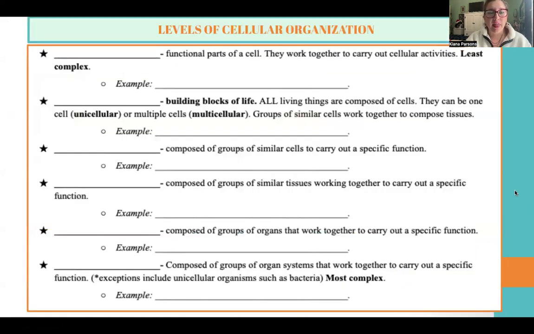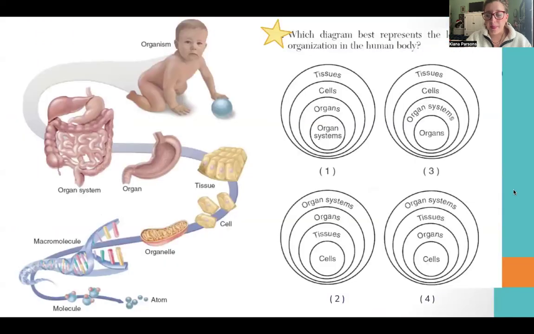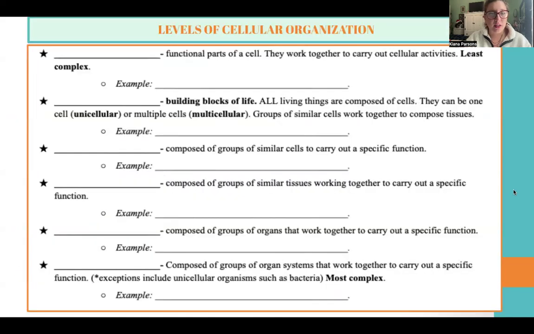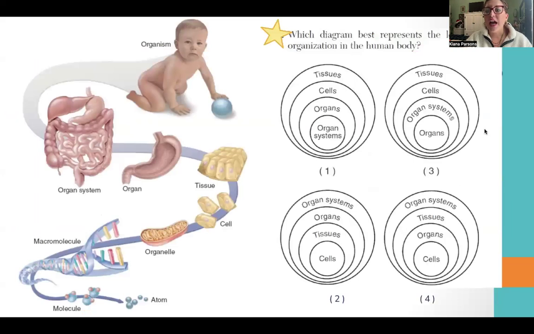All right. So this I think I'm going to give you guys as part of your exam review. I don't have the answers plugged in. But this is just a vocabulary review of all the different parts of the levels of cellular organization, organelle to organism. So, which diagram best represents the levels of organization in the human body?